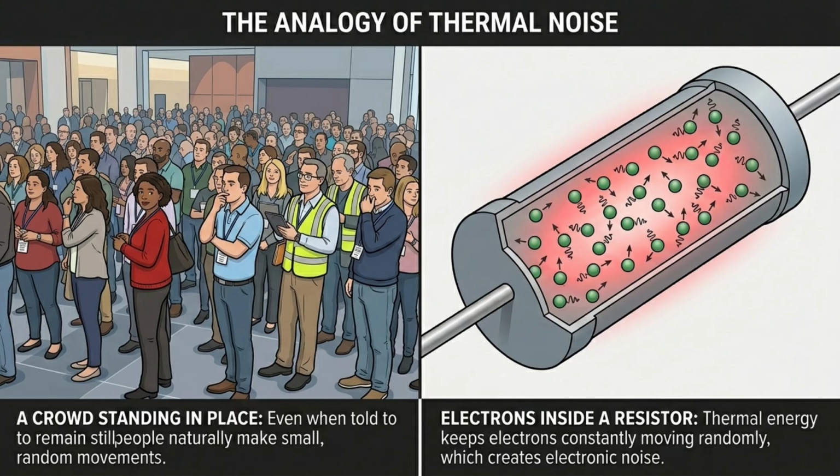Intuitively, imagine a crowd of people standing in a room. Even if everyone is told to remain in place, people naturally make small random movements. Likewise, electrons inside a resistor are never perfectly still because thermal energy keeps them moving continuously.